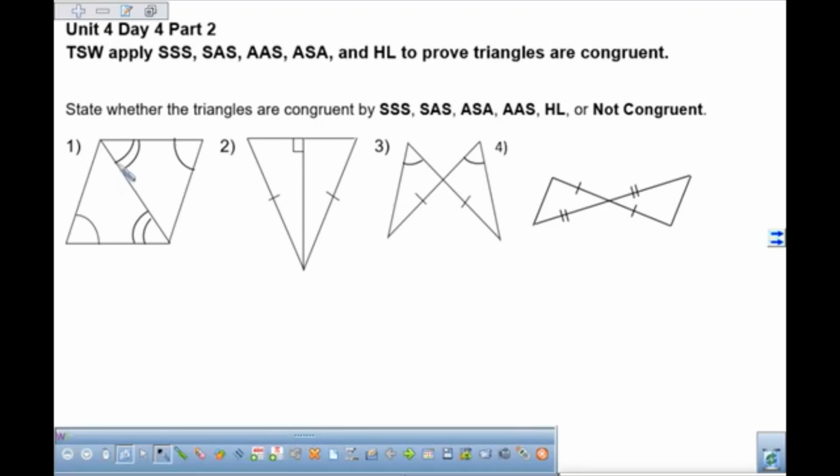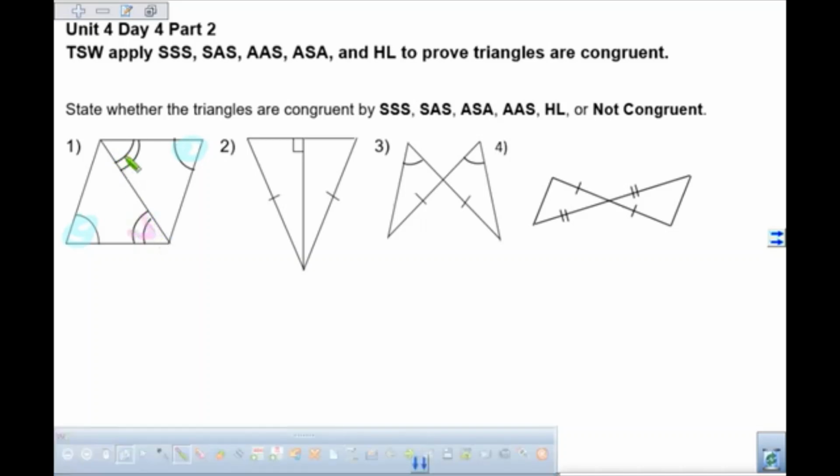So on our first one, we have 2 sets of angles that are congruent. One here, and then here. Now we do need to mark that middle line as congruent because it's congruent to itself. And we're going to work it just like we did yesterday.